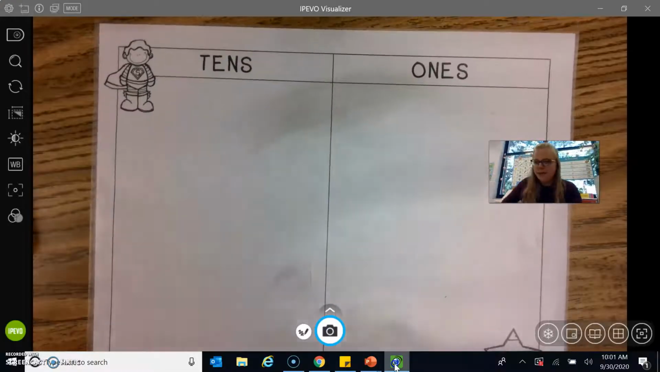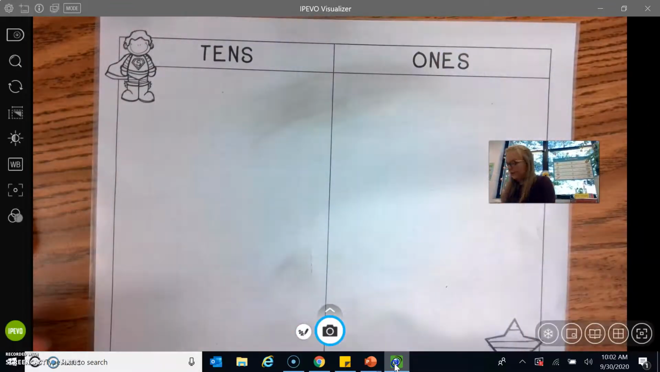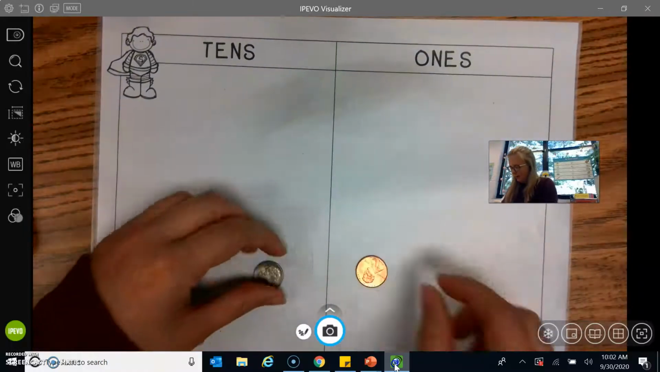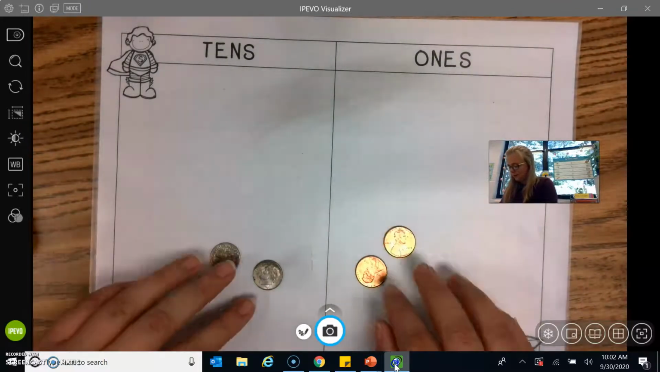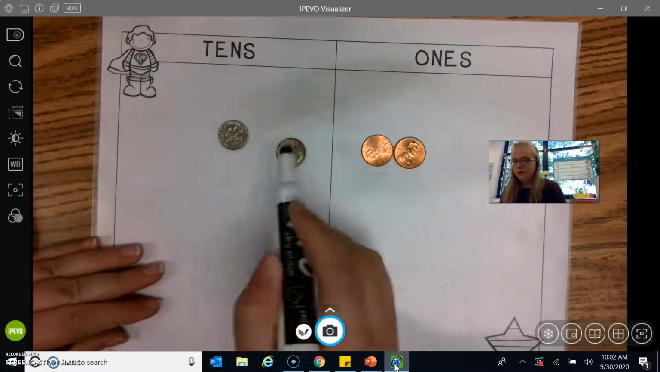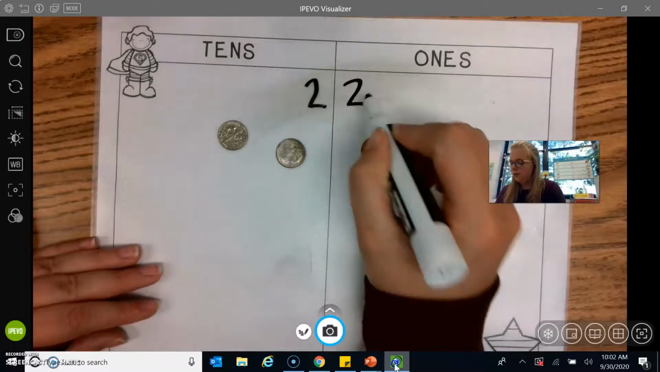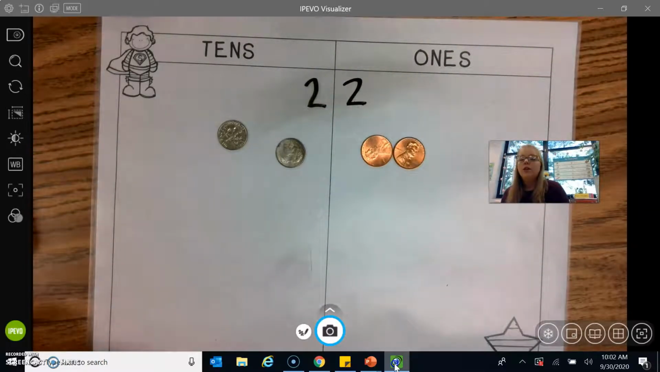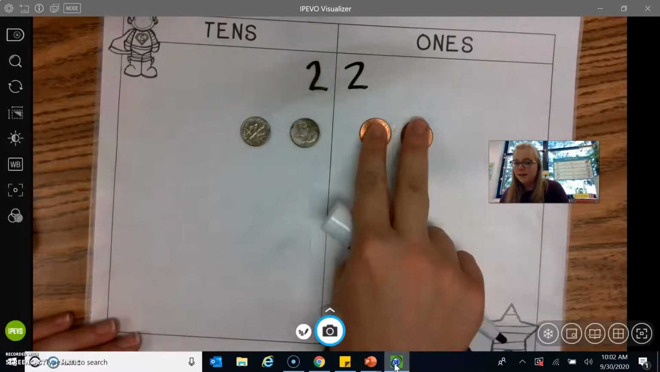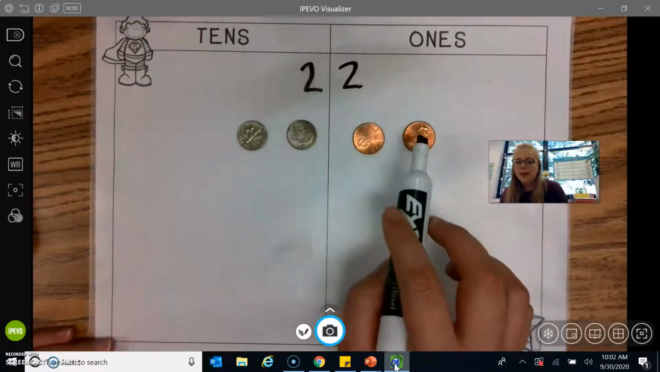Alright, so we're going to start out with dimes and pennies. So remember, this is a dime, it's worth 10. This is a penny, it's worth 1. Okay? So when you look at this, let's see what number this is. How many dimes do I have? I have 2 dimes. How many pennies? 2 pennies. What's my number? 22. So 22 is made up of 2 groups of 10 and 2 ones. Okay, you can count 10, 20, 21, 22.